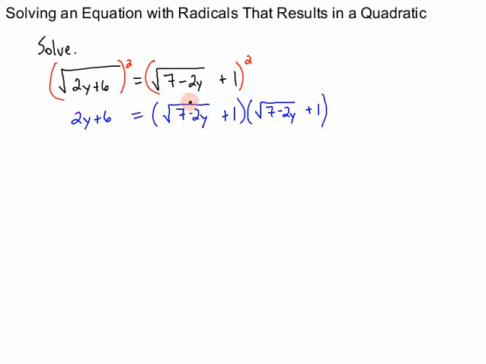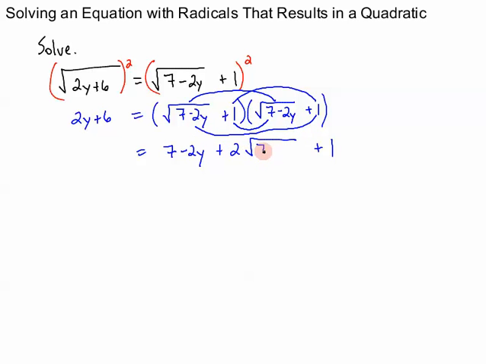So I will multiply the two square roots here. When I multiply a square root by itself, the square root goes away and I get 7 minus 2y. Multiply the 1 by the 1 and I get plus 1. In the middle I get one of the square roots, and on the outside I get another one of the square roots, which gives me 2 of the square roots. So that's the right side. The left side doesn't change.